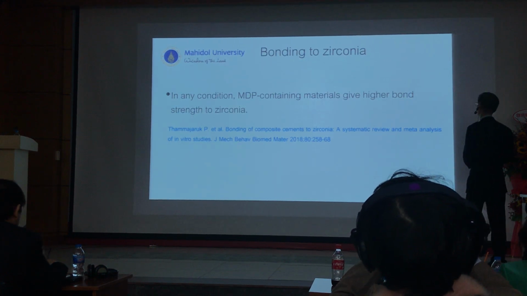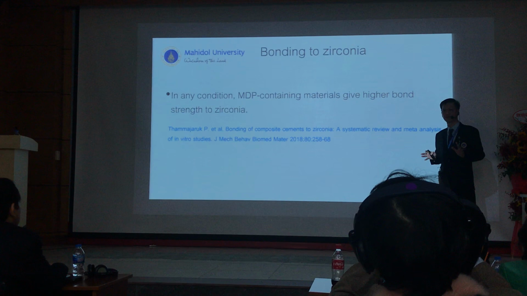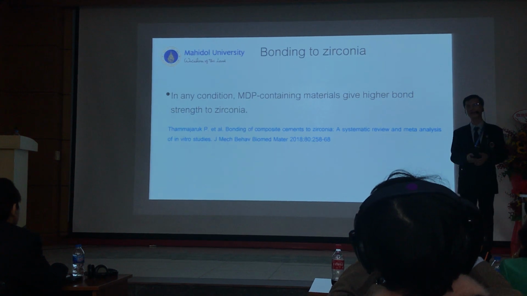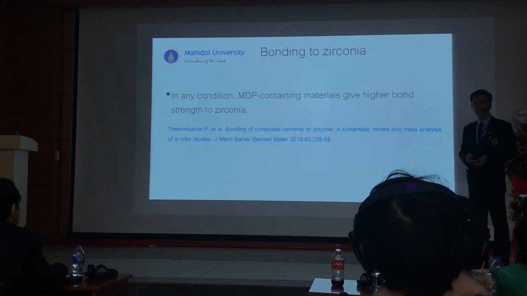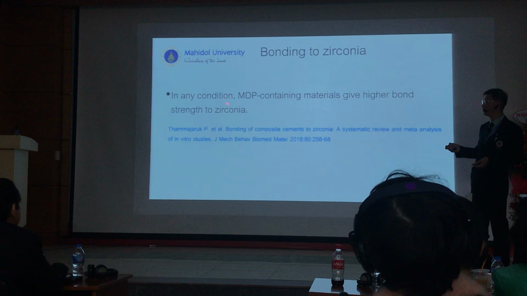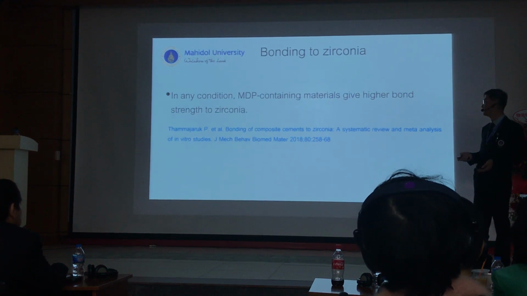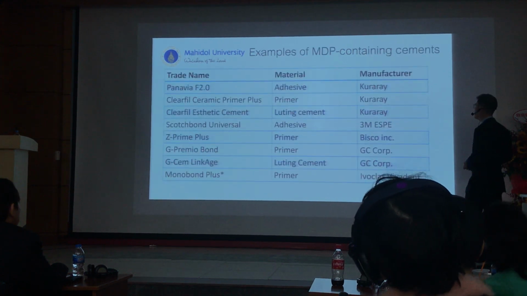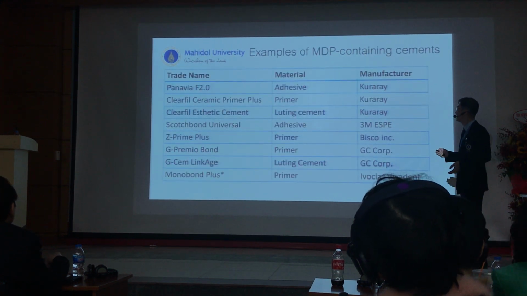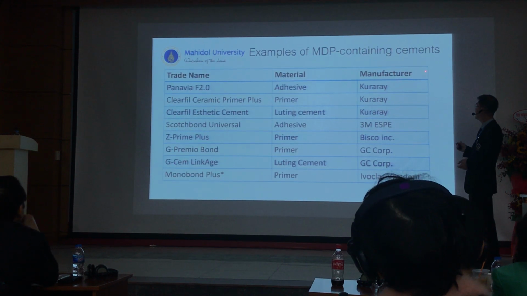But why do we need to worry about it? If you make a good preparation and have good retention form, basically you can use any cement, but people try to use the adhesive cement to bond the zirconia. That's why they did research and found that MDP monomer in the cement, primer, or anything can give a higher bond strength to the zirconia if you want to use resin cement. These are examples of MDP-containing zirconia products.